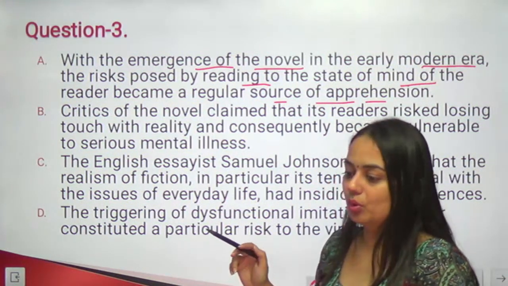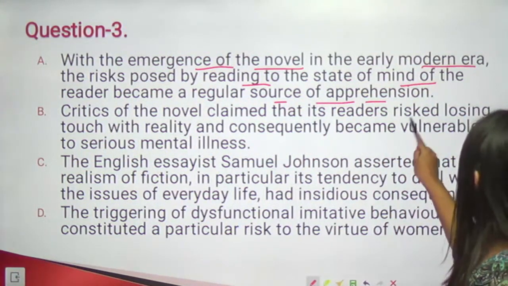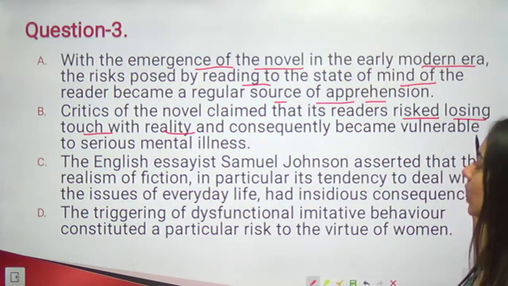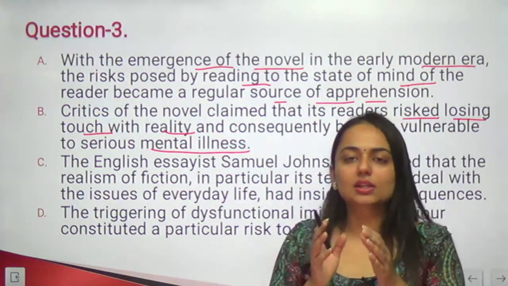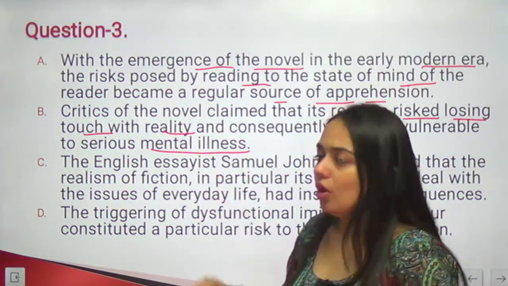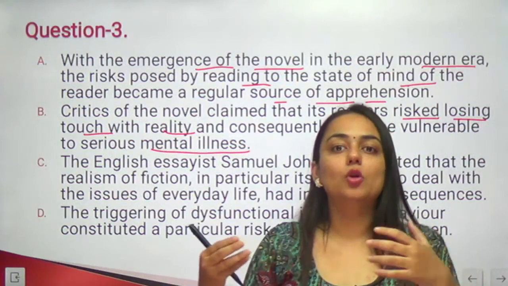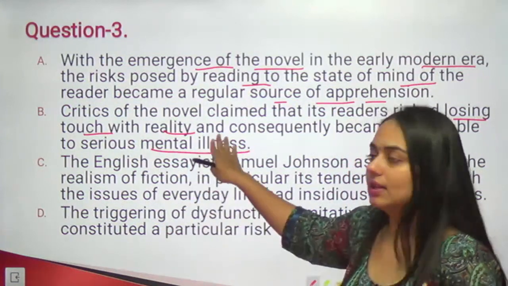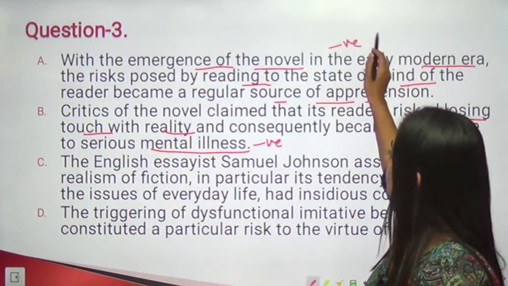Let us read the more sentences. Critics of the novel claimed that its reader risked losing touch with reality and consequently became vulnerable to serious mental illness. Again, a negative thing. So one thing is clear, the tone of the passage is quite negative towards novel reading. Or I won't say the author is actually being negative. He is simply talking about people who were apprehensive or negative towards novel reading. This is reflecting the same idea. The tone is negative in this one also and in this one also.